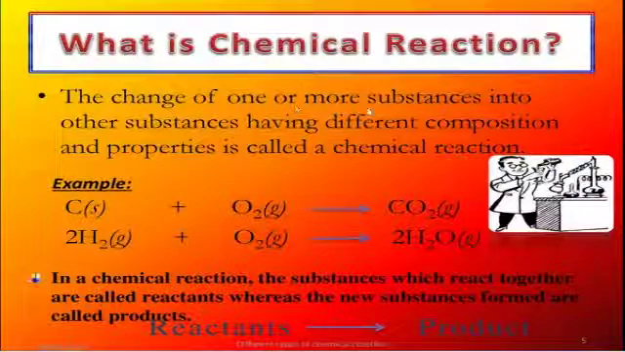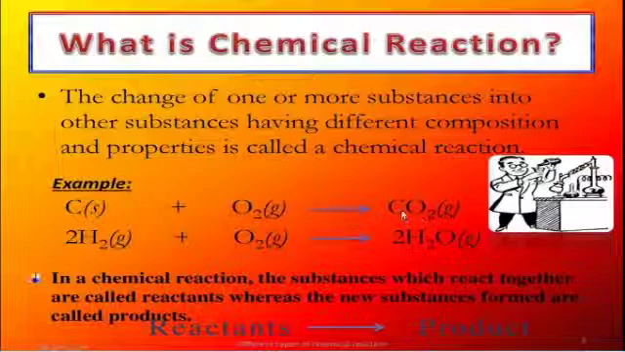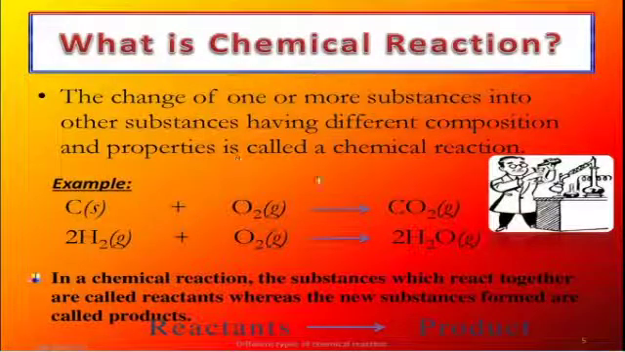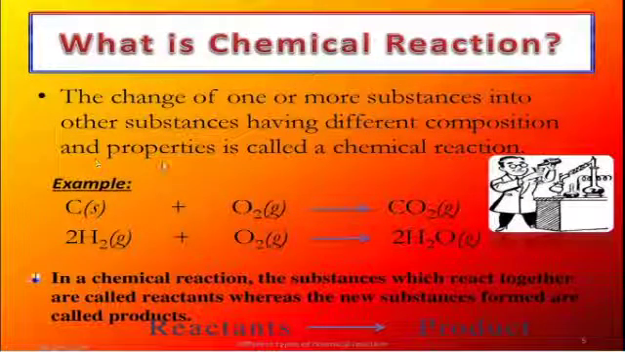The change of one or more substances, that is carbon and oxygen, into another substance. So an entirely new substance is formed, having a different composition. This is only carbon, this is oxygen, to form a different composition, carbon dioxide, that is a gas. And the properties of carbon dioxide also differ from carbon and oxygen, and this is called a chemical reaction.